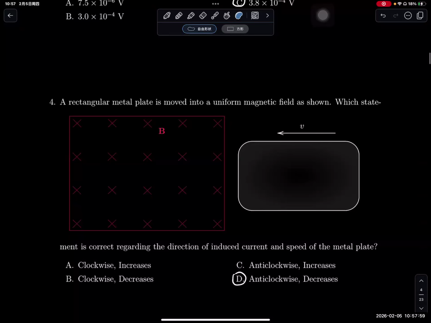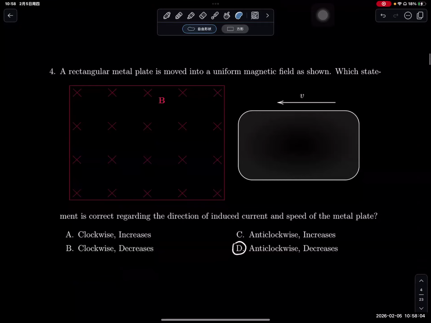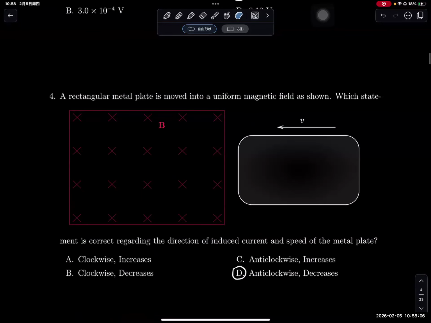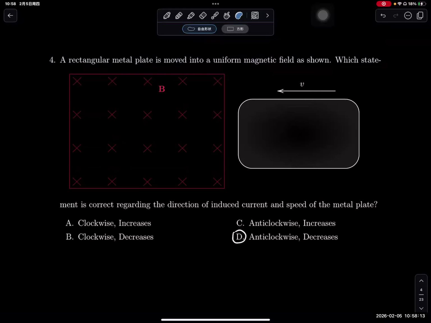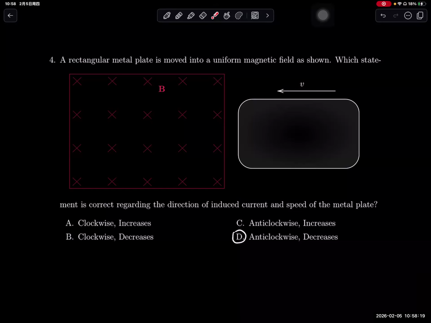Continuing on, question four. A rectangular metal plate is moved into a uniform magnetic field as shown. Which statement is correct regarding the direction of the induced current and the speed of the metal plate? As it goes in, an eddy current is formed on the metal plate, and by Lenz's law it will oppose the changing flux. Therefore, that current in the field will push the plate outwards, so the speed is going to decrease. Therefore, it's either B or D.